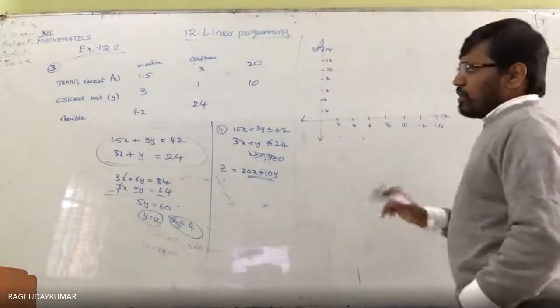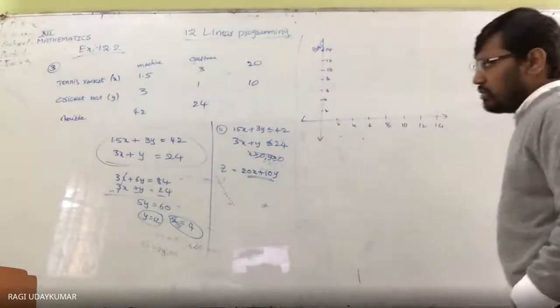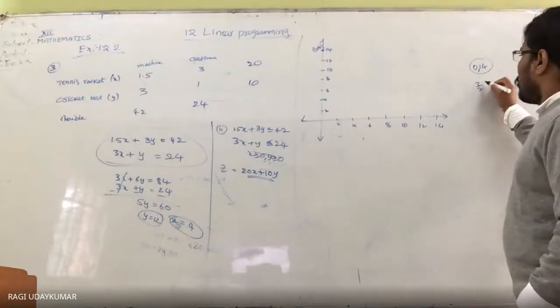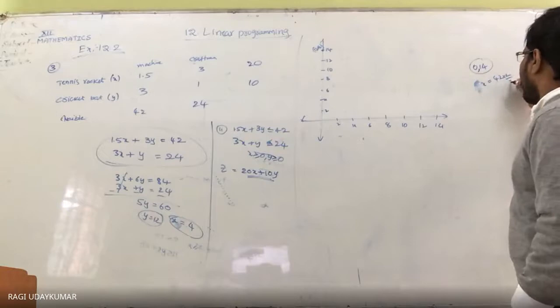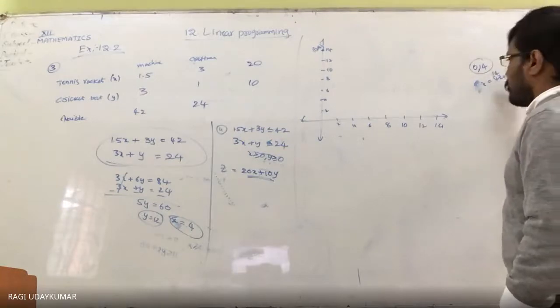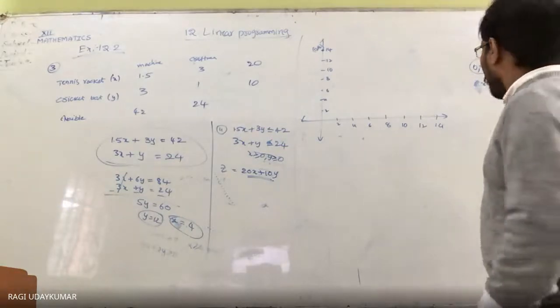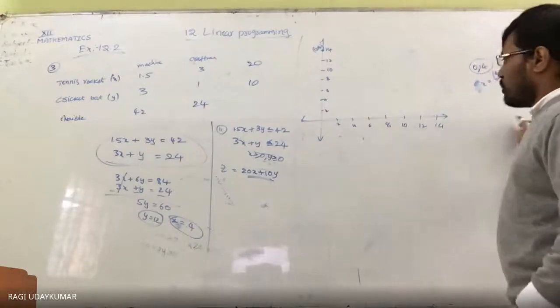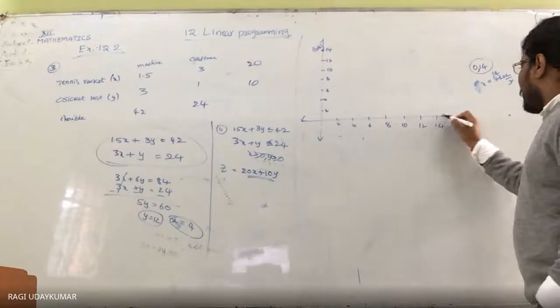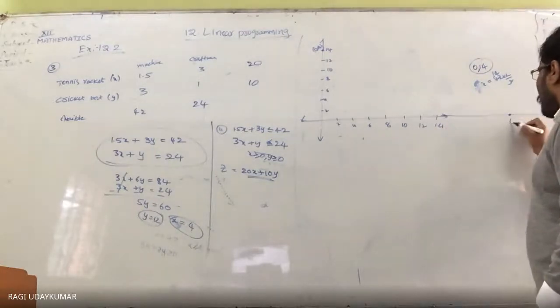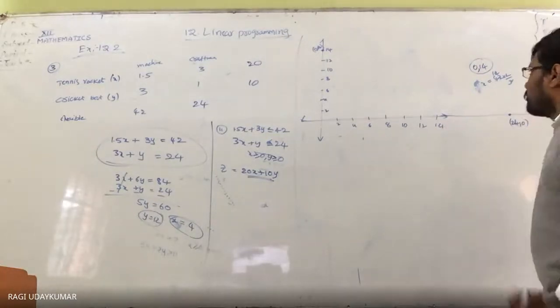If y equal to 0, then 3 by 2 x is equal to 42. So 2 by 3, 3 14s are 42, so 24 we are getting. 24 comma 0 is somewhere else, you will get it here. This is the point you consider, 24 comma 0.